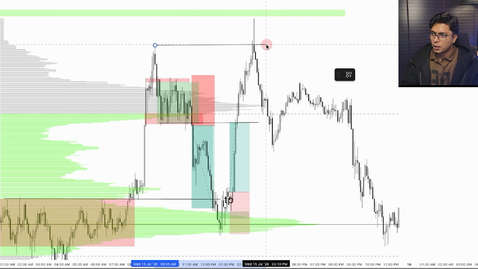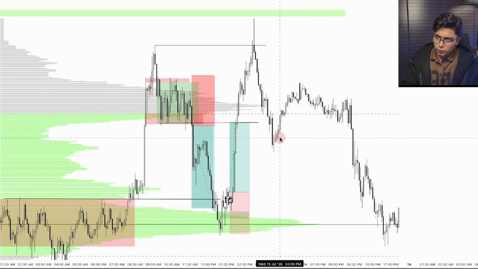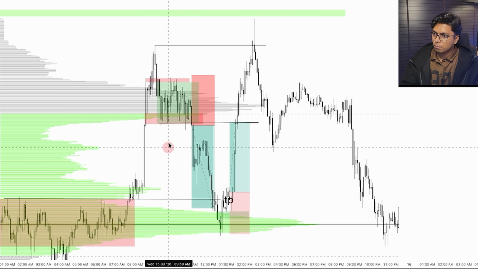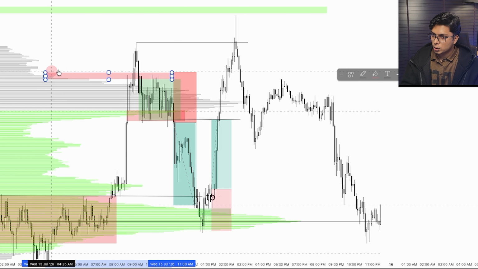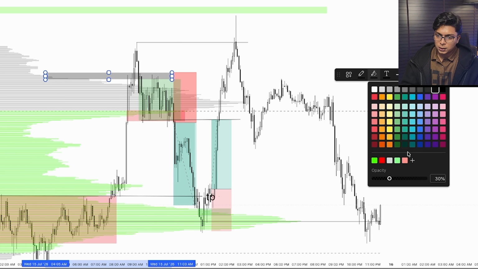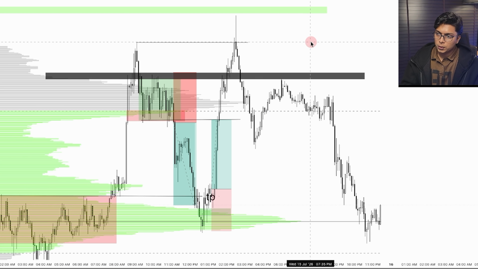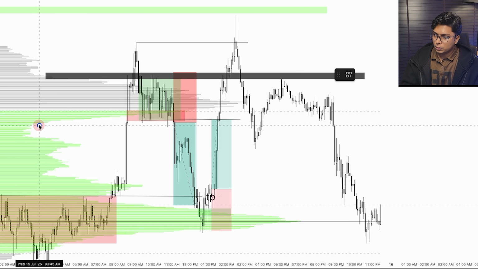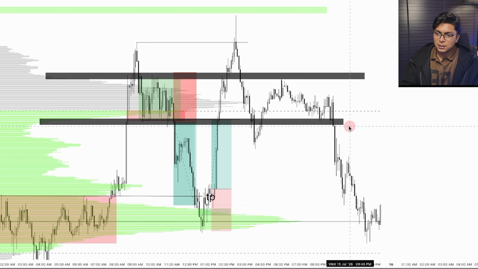You can see the price failed to close above this high, came back again into the high volume node, tried to retrace back but got rejected. I'm going to highlight this so you guys can see it properly. This edge of the high volume node is acting as resistance. Price got rejected because there is no volume. And if price closes below this HVN edge, it means the price is going lower.